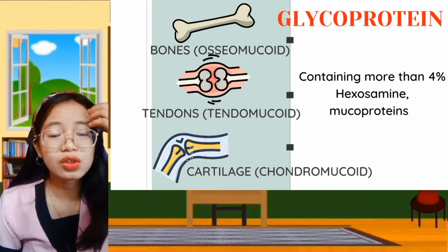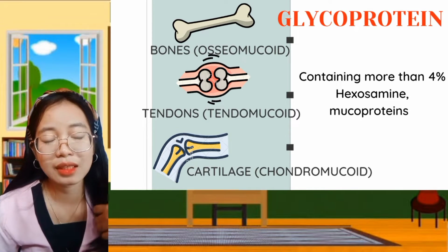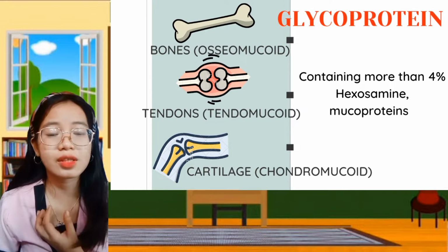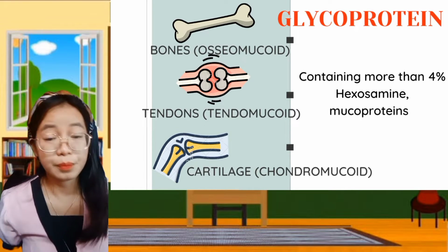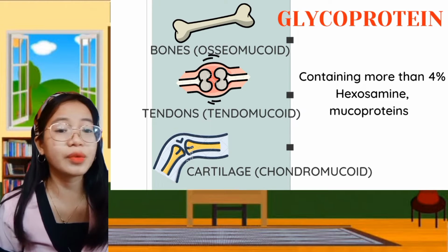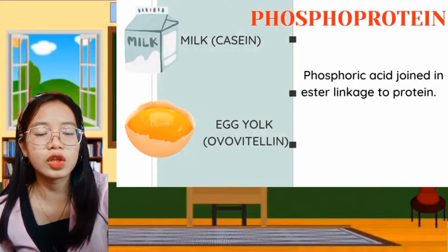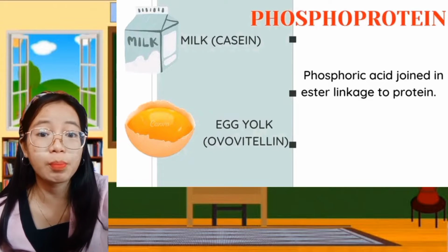Okay, so did you know that glycoprotein has so many functions? So what are those? We have functions in our immune system, like protection in our body, and communication in cells. And the last example of conjugated proteins is the phosphoprotein.